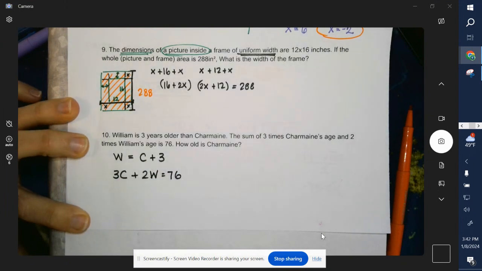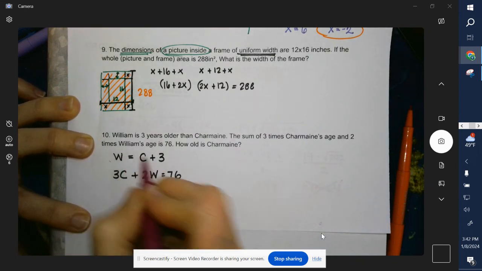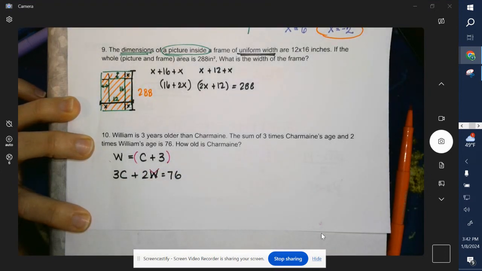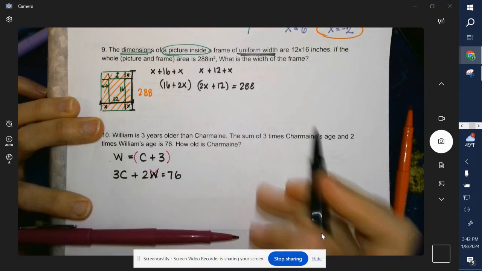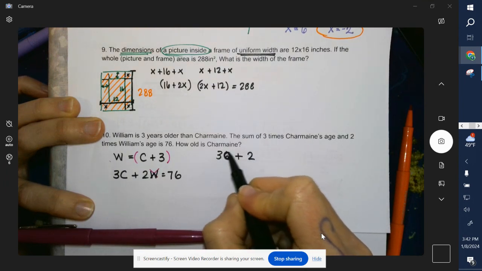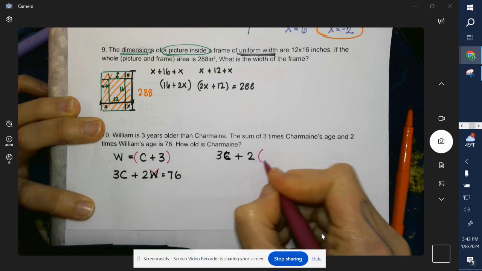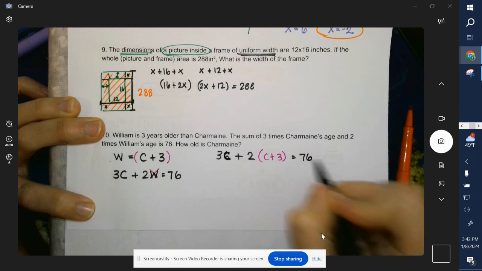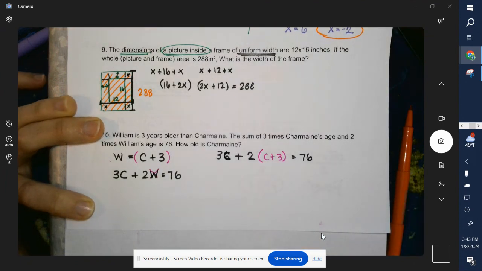So now we have a system. We've done a lot of these. There is an EOC release one of these, which I think is great because hopefully it's very doable. We have W equals, so we're going to take this W and substitute in C plus 3. So we're going to have 3C plus 2, ooh, so magically make that a 6, 2 times C plus 3, because that's what W is, equals 76. Okay, you go try this and see what C is, and then come back.